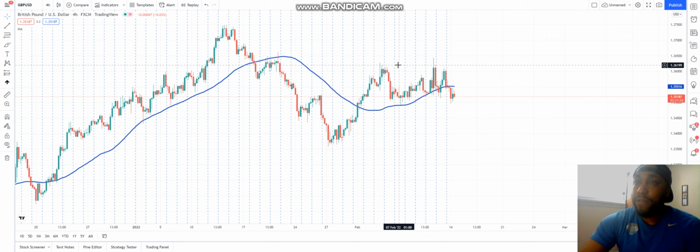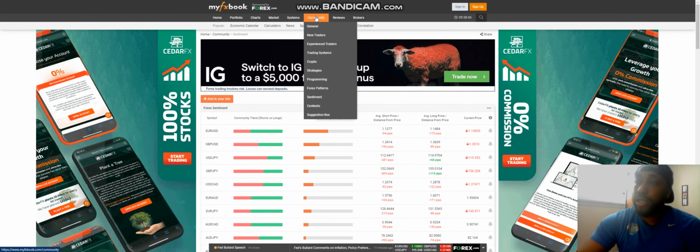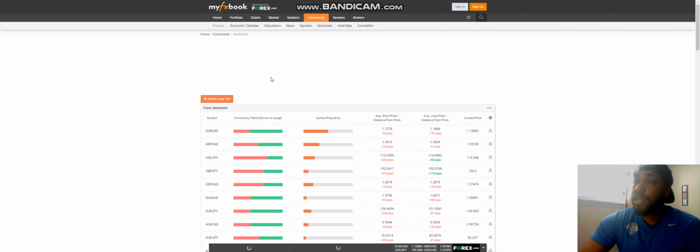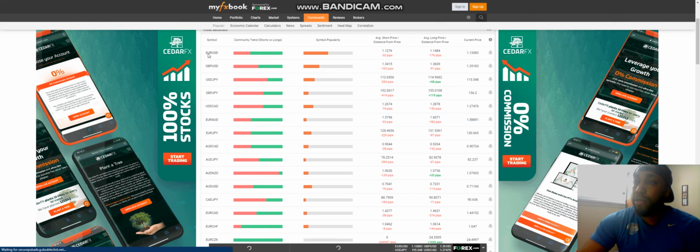What I have up here is a Pound USD chart with a 4-hour time frame and a 50 moving average. When I first start out my day, I usually go onto my FX Book. You go to myfxbook.com, go up here to community, and go down to sentiment. Once you go down to sentiment, this screen will pop up, and to the left here we'll have all the pairs.